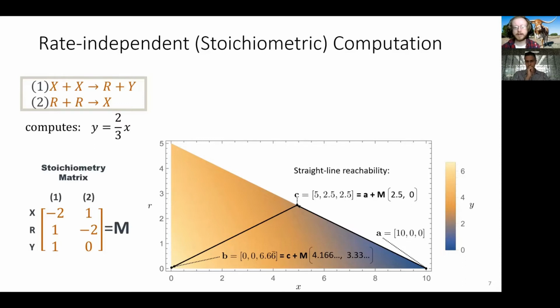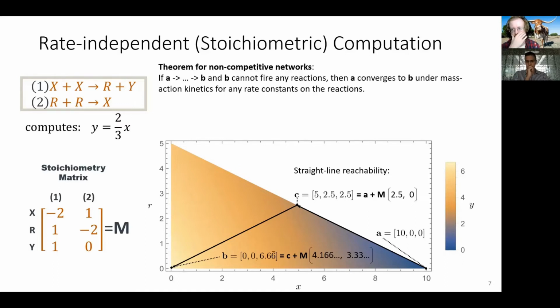But the real reason we want to look at these line segments is because there's a theorem that we've proven about non-competitive chemical reaction networks, which shows that if A goes to B under this line segment reachability model, and B is a terminal state, meaning it cannot fire any more reactions, then A converges to B under mass action kinetics for any rate constants on the reactions.